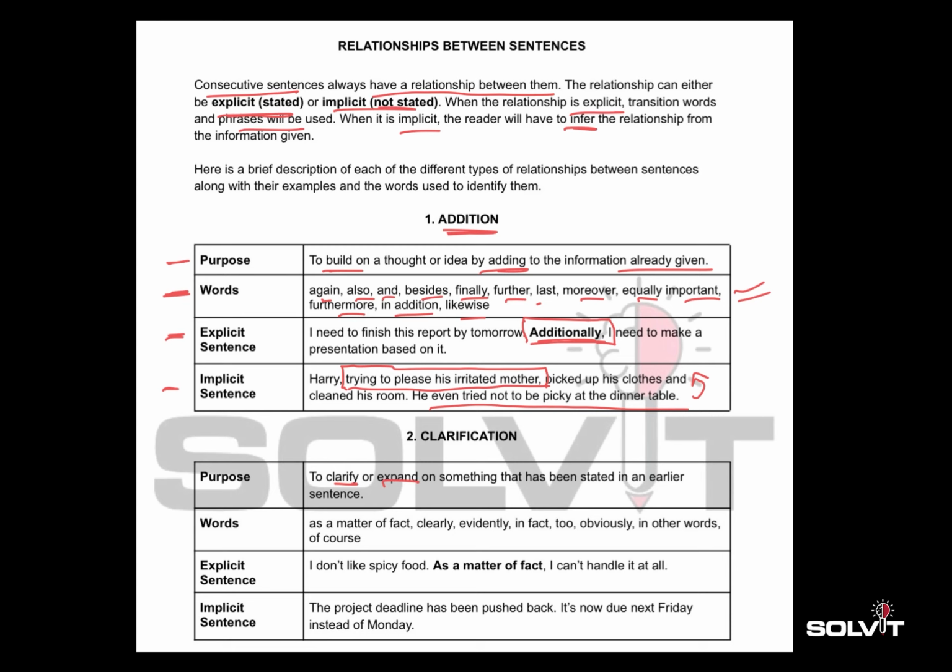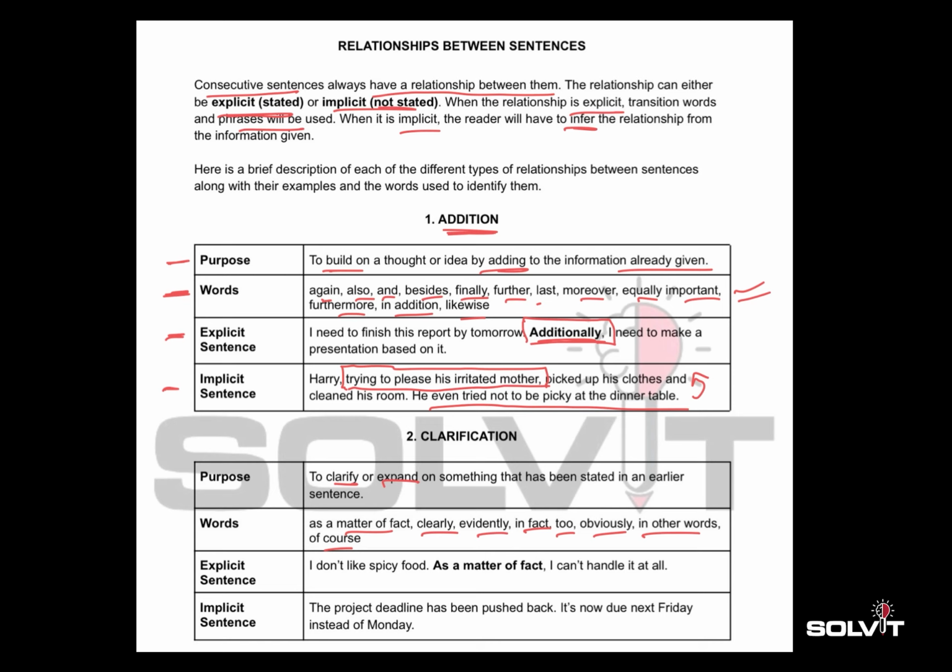Sometimes the author will also give you the definition of a word used in the first sentence. Okay, that also happens. Like, he defines one of the words used in the first sentence, he defines it in the second sentence. So basically, he's sort of clarifying an idea, he's clarifying a word, and he's interpreting it for you. So the words you can use to identify this type of relationship are as a matter of fact, clearly, evidently, in fact, to, obviously, in other words, of course. So these are the words you have to look out for.